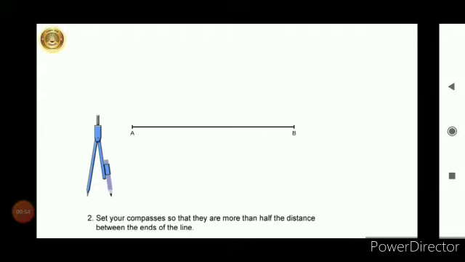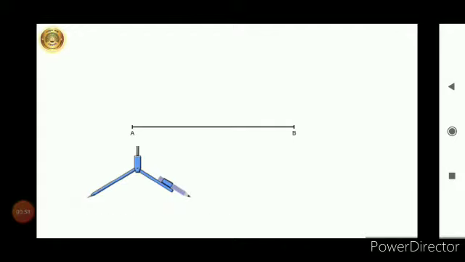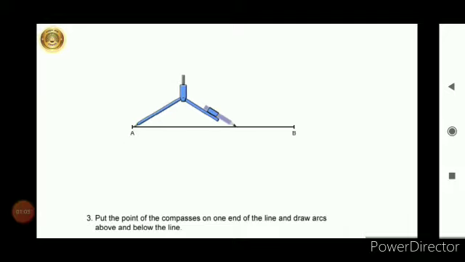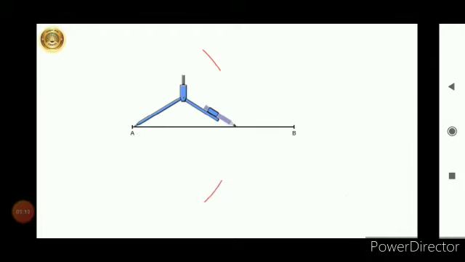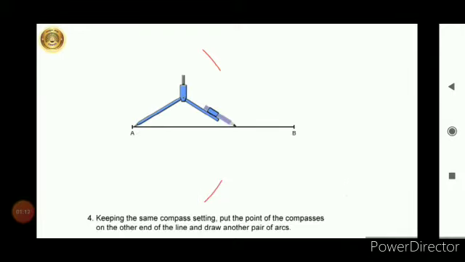Set your compasses so that they are more than half the distance between the ends of the line. Put the point of the compasses on one end of the line and draw arcs above and below the line. Keeping the same compass setting, put the point of the compasses on the other end of the line and draw another pair of arcs.